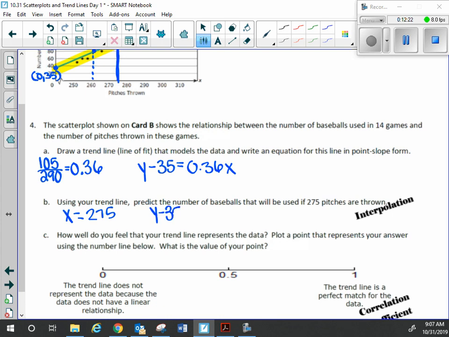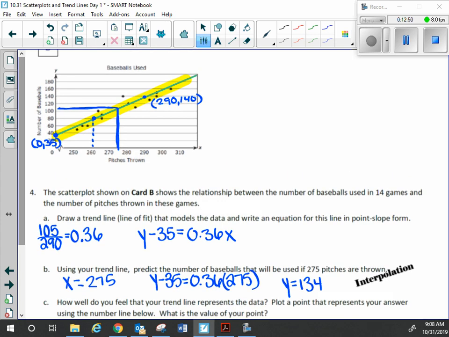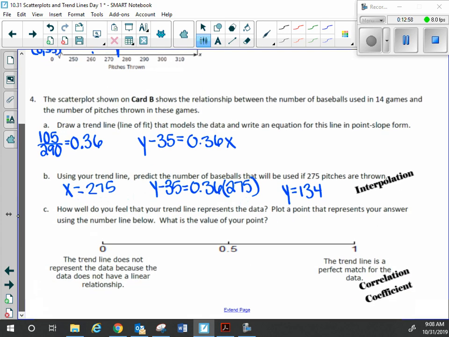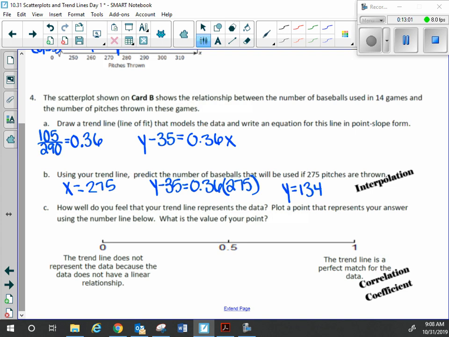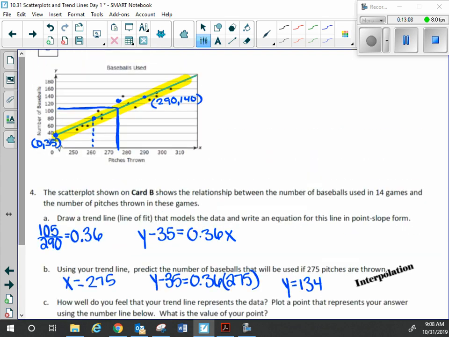So y minus 35 equals 0.36 times 275. It's 0.36 times 275. Did you already add in 35? So what was it? 134. Were we off of our estimate a little bit? Yes. Right now, that's okay. 134 is still an okay value, right? Don't hold on too tight to it, okay? Because we're making estimates. If I would have said 365 baseballs, that would have been unreasonable, right? It's reasonable to say 134. Okay.